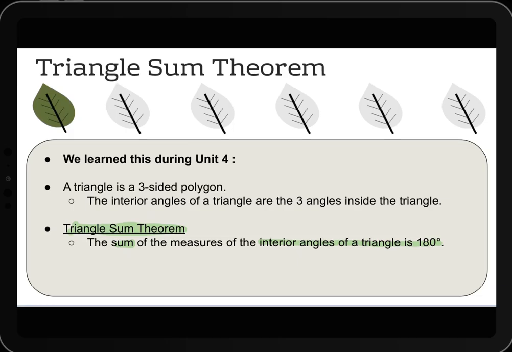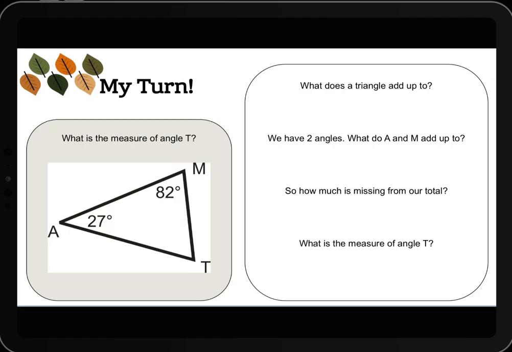Let's go ahead and take a look at an example where we can apply this theorem and that understanding. So I have this triangle here where we have to figure out the measure of angle T. We know that the sum of all the angles in the triangle adds up to 180 degrees. So we have two angles, A and M, that we both know the angle values of. The measure of angle A is 27 degrees. The measure of angle M is 82 degrees.